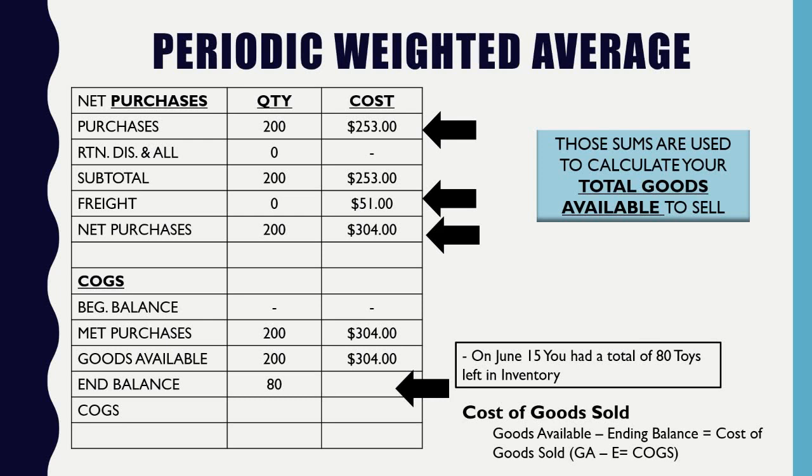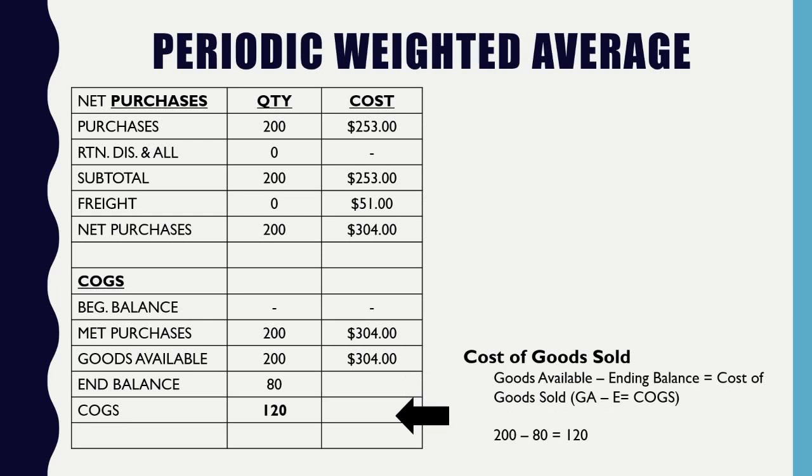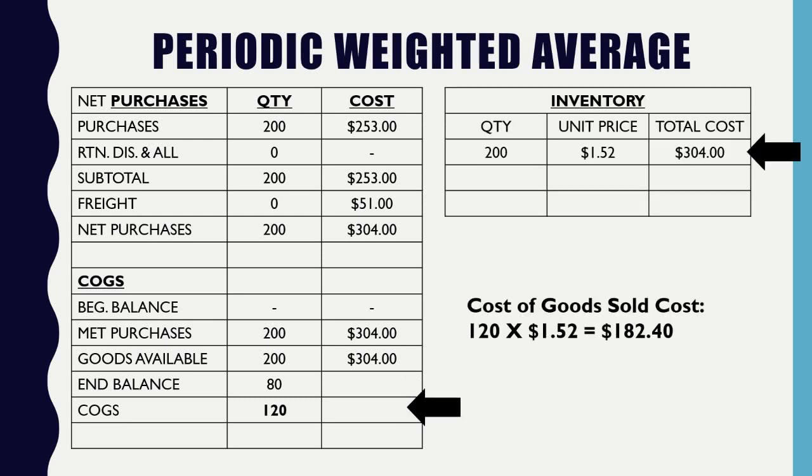So we got 200, and then we have 80 units left. So that means our assumption is we must have sold 120 units. Now, how do we solve for that? This is our goods available, right? We know that we have 200 units costing a grand total of $304, and its average cost is $1.52. This one makes it much simpler because, one, we don't care which batch came first, and we don't care which batch came last. We care about the grand total amount of every item and getting its average cost.